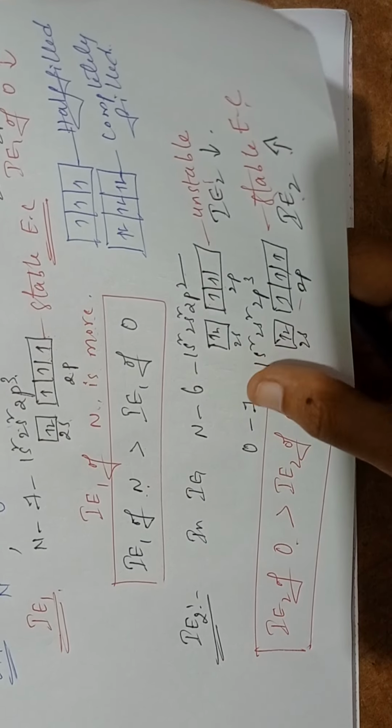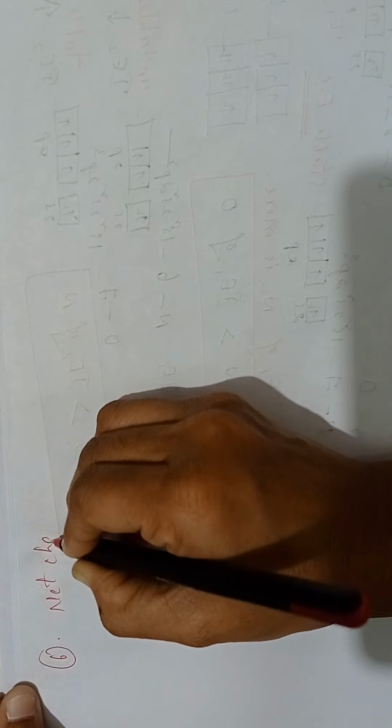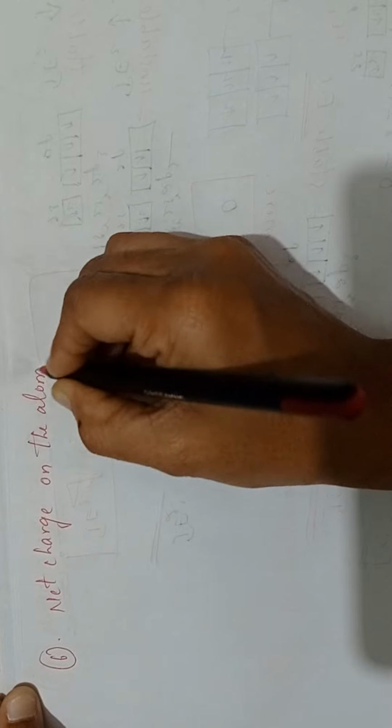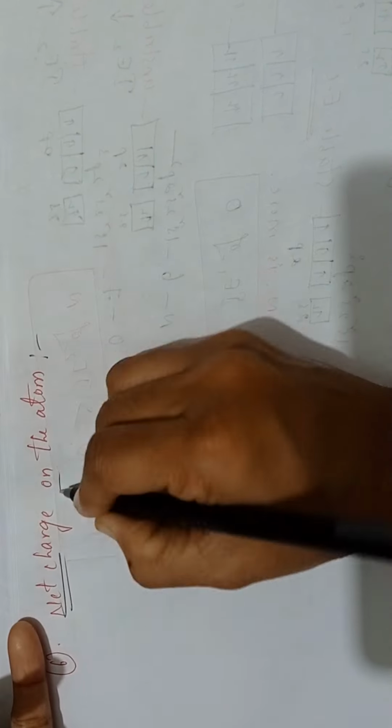And one more factor is there, that is the net charge on the atom. That is the sixth factor. Now we are going to discuss it. What is the sixth factor? Sixth factor, net charge on the atom. So what is the net charge on the atom, students?